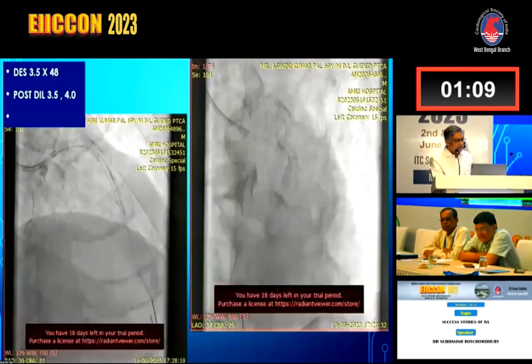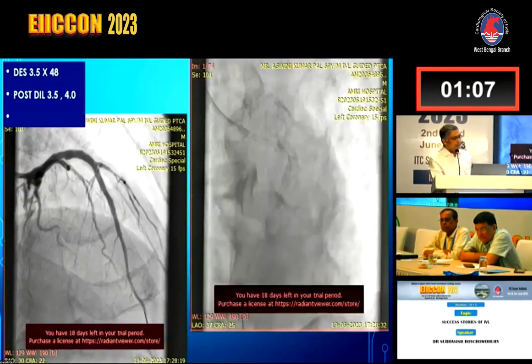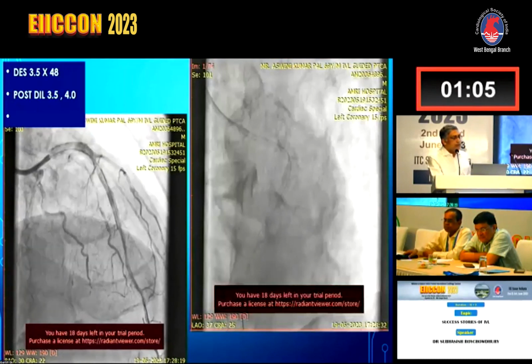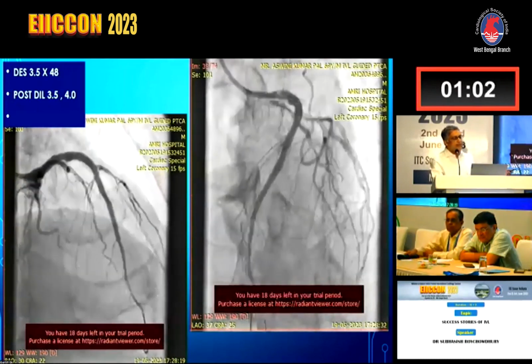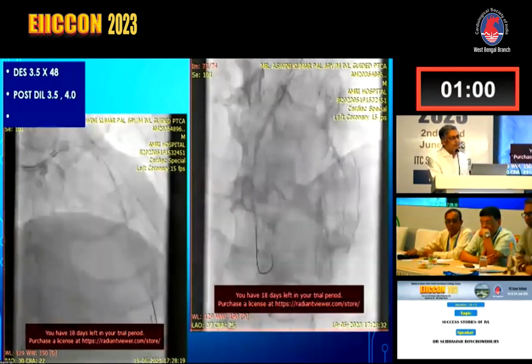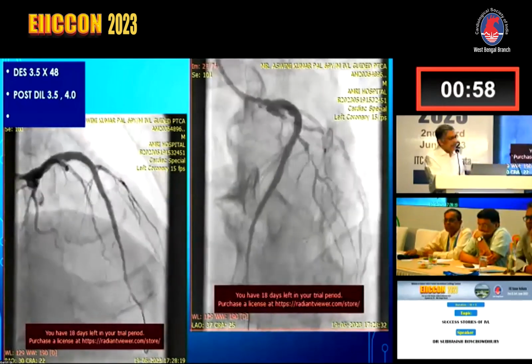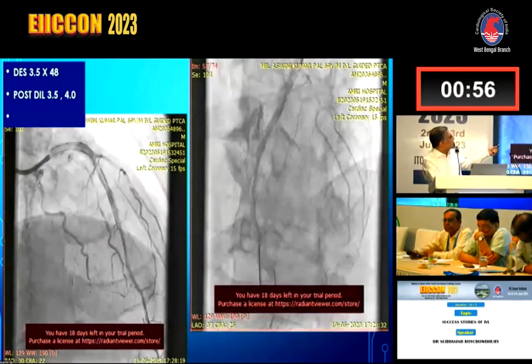I'm not sure whether it'll run or not. Okay, that one didn't run. So we put in a stent, 3.5 by 48, and post-dilated it with 3.5 and 4. These are the last results. So we are not very happy with what we saw here. Maybe they should have expanded more, but this is what we had.